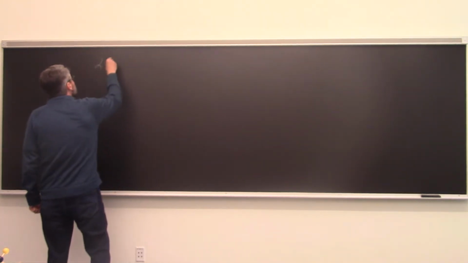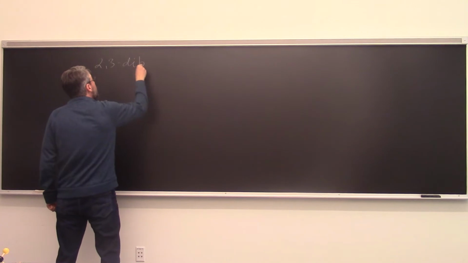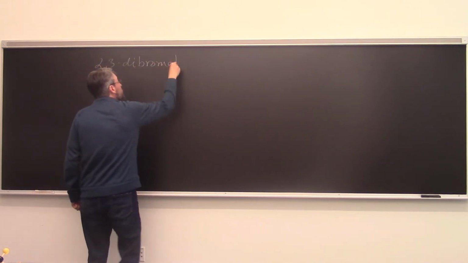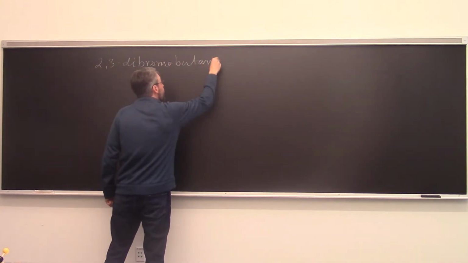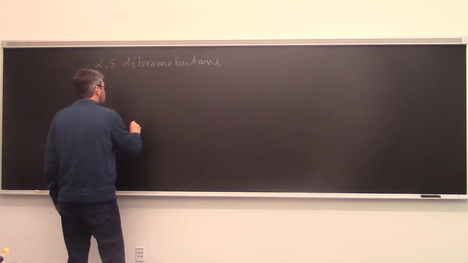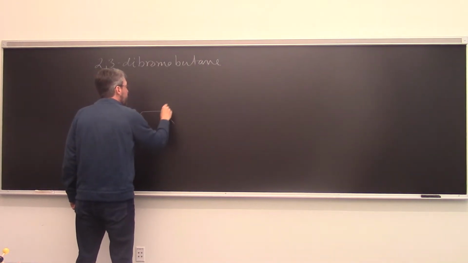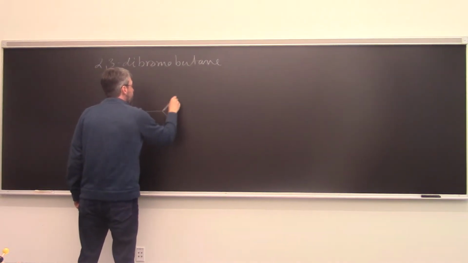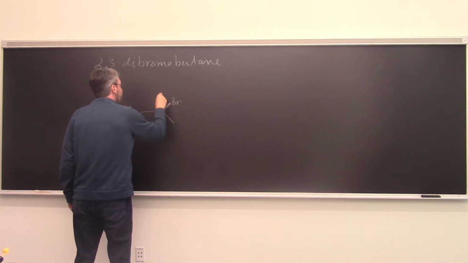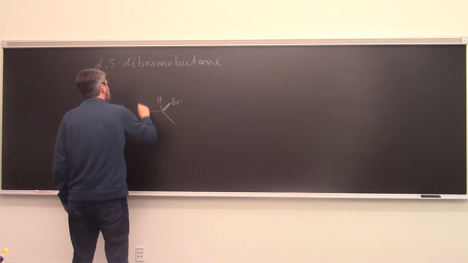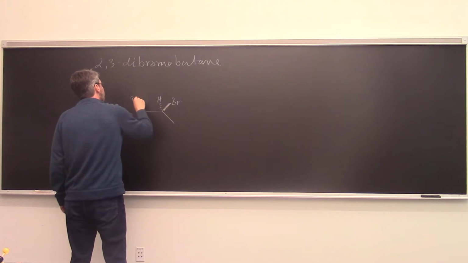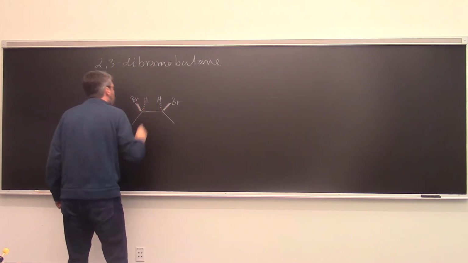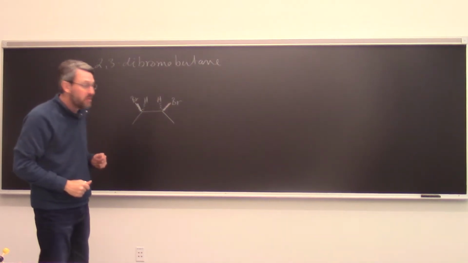So this is 2,3-dibromobutane. Okay, and the way I had drawn it in class was like this. Or at least drawn one of them. And that's a little bit different than we would typically draw it.